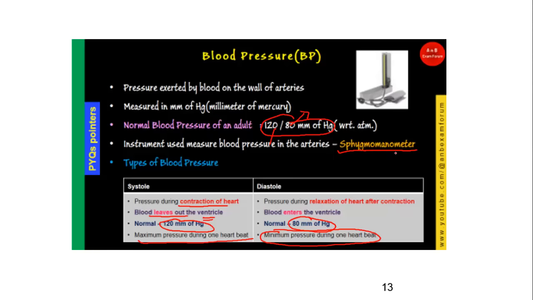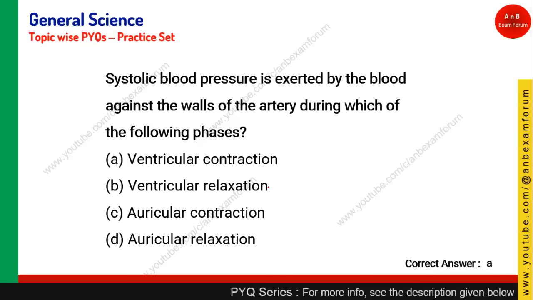Sphygmomanometer. Blood pressure is very important, and one other pointer you should know is that it measures the pressure on the wall of arteries, not the veins. So the normal blood pressure and the difference between systolic and diastolic are the important pointers. Coming back to the question, ventricular contraction is the systolic, whereas ventricular relaxation is diastolic. So option A is the right answer.